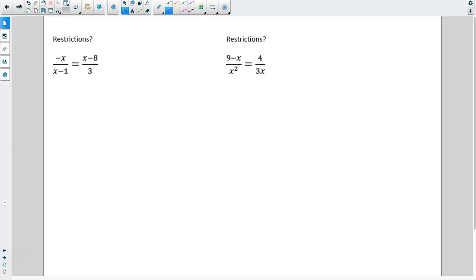So x can't equal 0 again. You can work together too. Let's figure it out. 27x minus 3x. So we're having to move everything to the other side. Then you get positive 7x. Negative 3x.